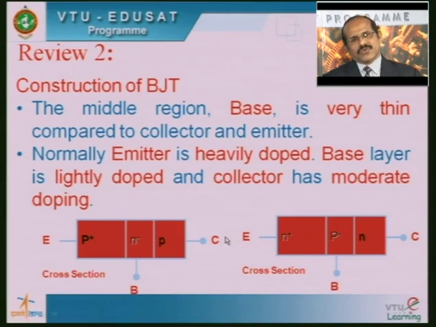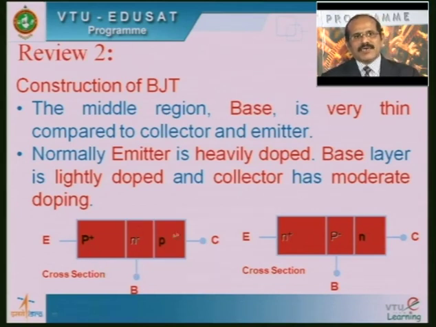In fact, there are two types of BJTs: one is the PNP transistor, another is the NPN transistor. If you consider the case of the PNP transistor, the P plus acts as the emitter, the N minus behaves as the base layer, whereas the P will be the collector.